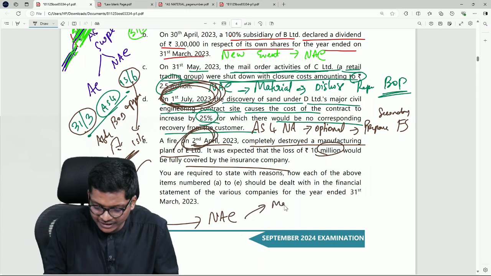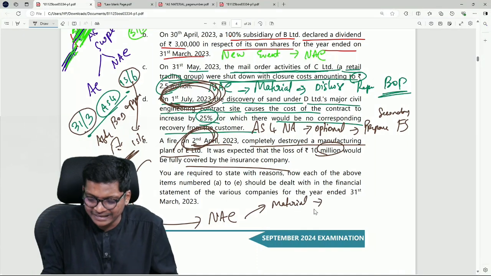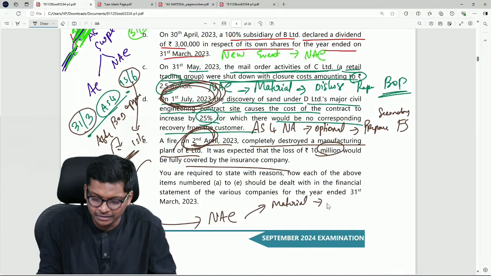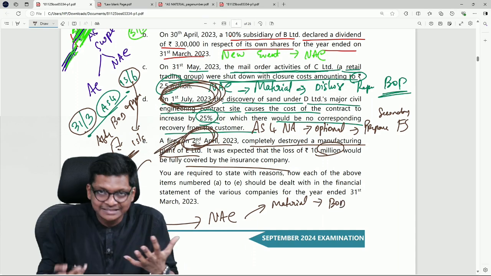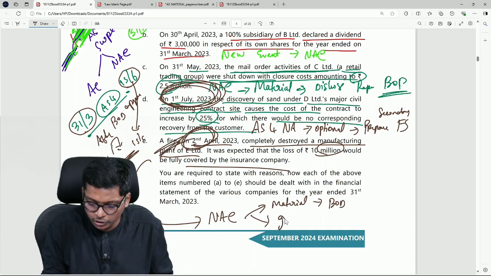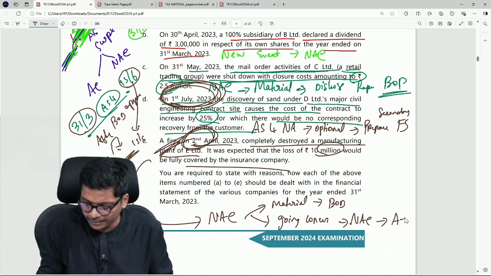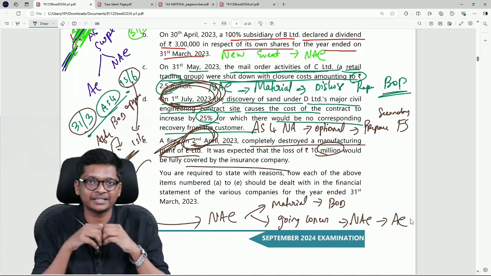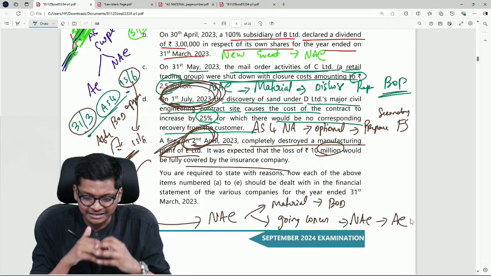But if it is material, of course material, sir. What are you saying? 10 million. So you will disclose in report of board of directors. But here plant itself gone. So if the going concern itself is affected, then the non-adjusting event will become an adjusting event. It becomes an adjusting event.